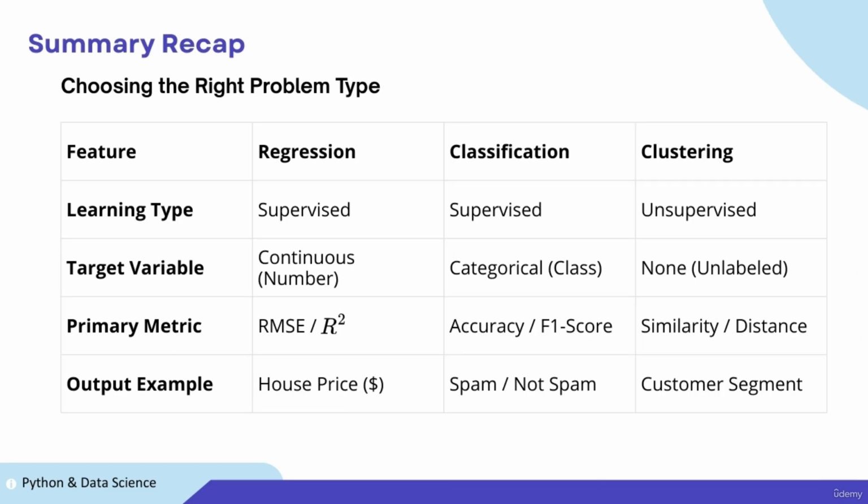To summarize, here's your cheat sheet for choosing the right model. If you have labeled data and need a number, use regression. If you have labeled data and need a category, use classification. If you have unlabeled data and need to discover patterns, use clustering. Keep this table in mind and you will always know where to start your projects.